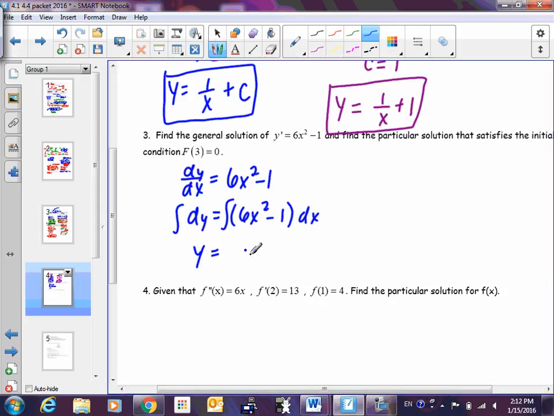Okay, what was the antiderivative of 6x squared? And go ahead and simplify it for me. 2x cubed. You should have had the 6 over, and then x cubed, 6 over 3 would be 2. Okay, what about the antiderivative of -1? Negative x. Okay, this right here is your general solution.